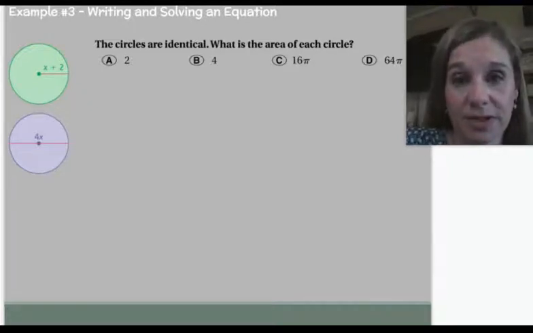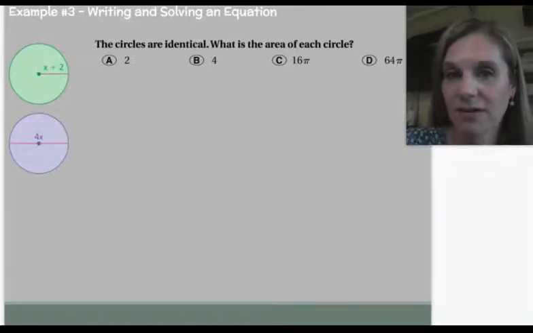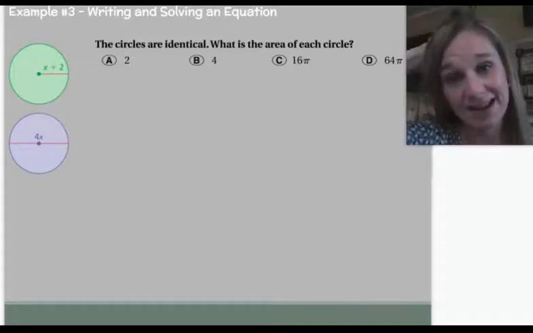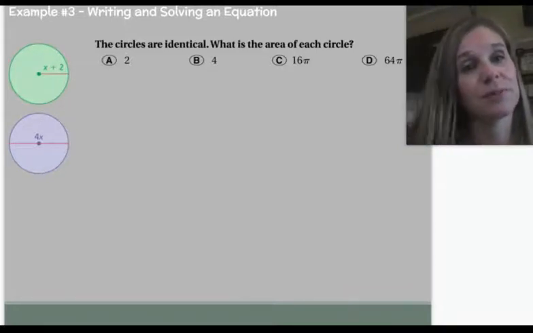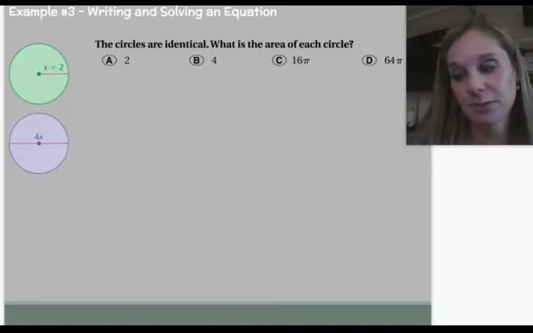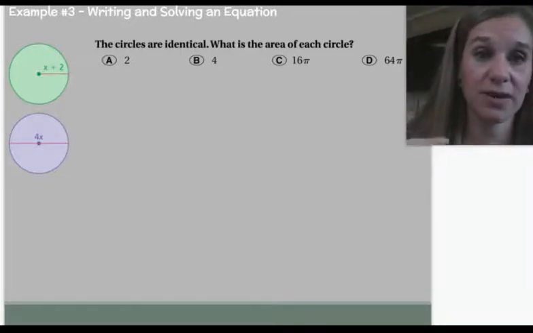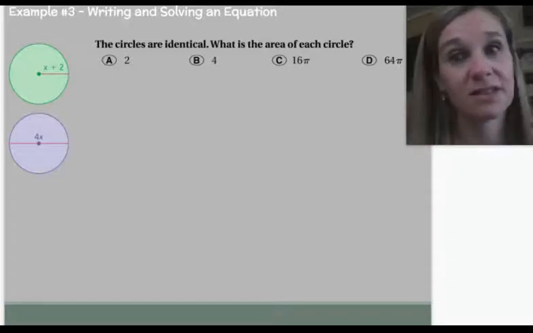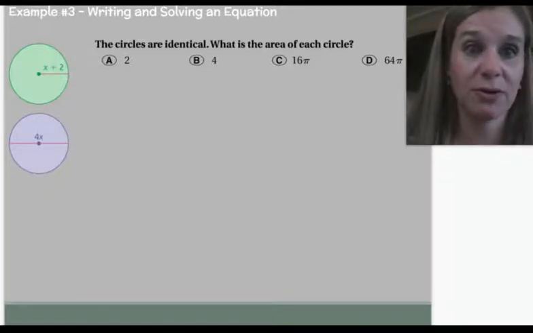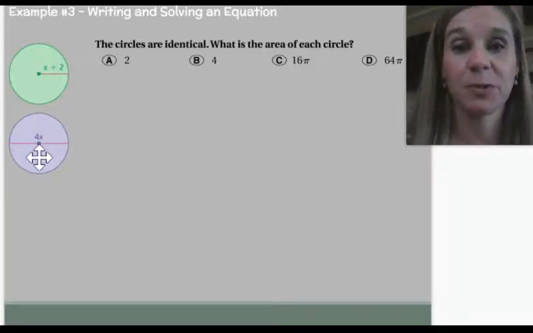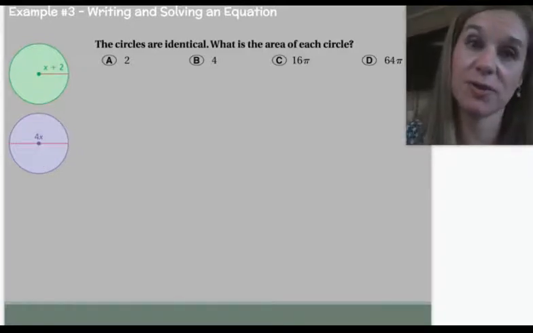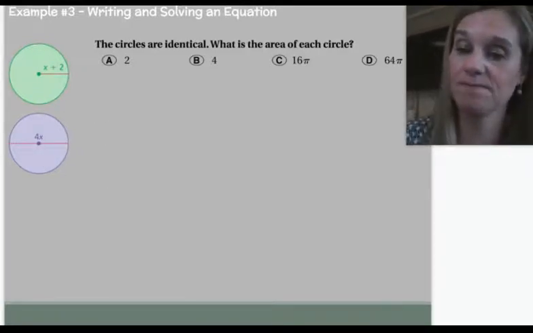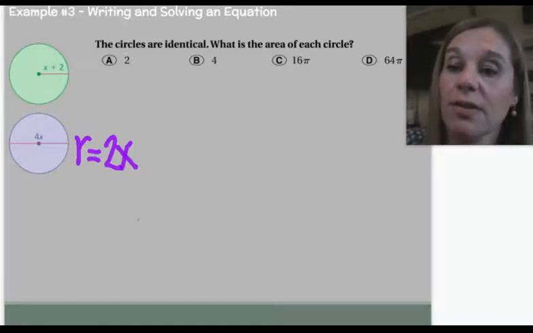So I see the two circles. I've got the top one, the green one, that has a radius of x plus 2. And then I've also got the bottom circle, which is purple, and it's got a diameter of 4x. But I do know from experience that a diameter is equal to 2 of the radiuses. So if I wanted to compare those radiuses, and it says they're identical, so they're going to be the same. I know that 4x for the whole diameter, so I could take half of that, which would be 2x. So technically, this purple circle has a radius of 2x since it has a diameter of 4x. So that one's radius is 2x, and the green one's radius is x plus 2.